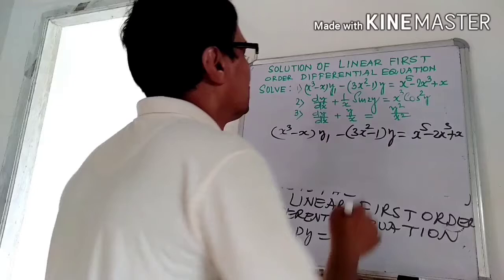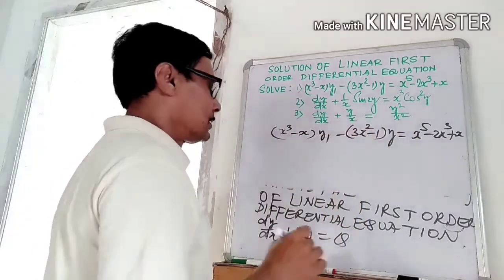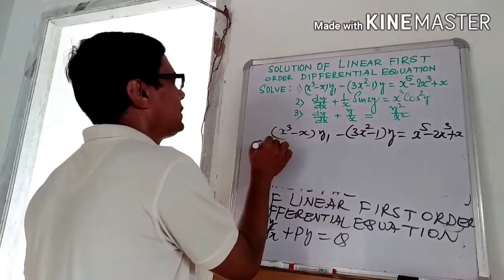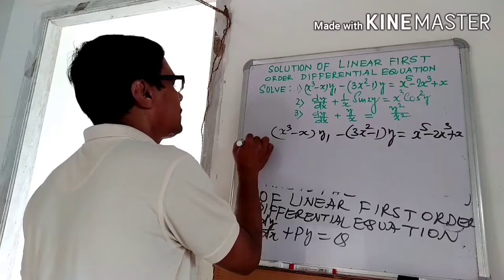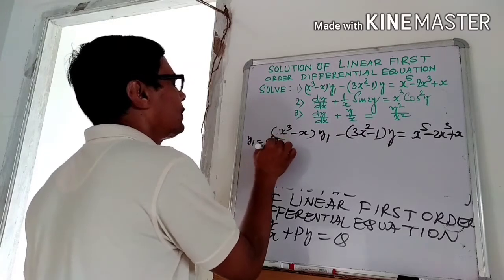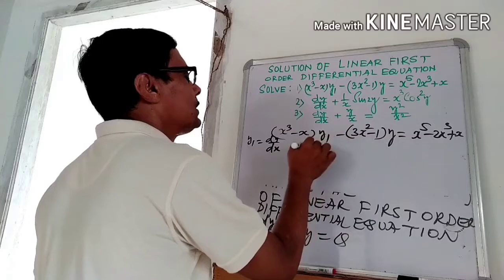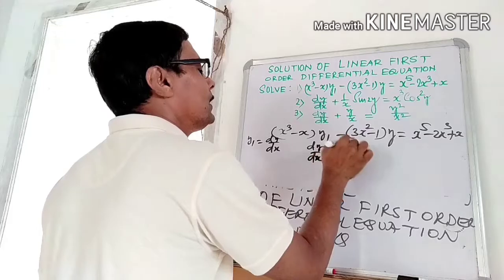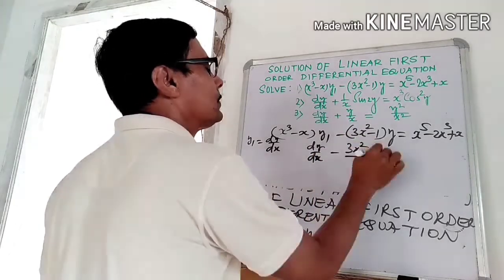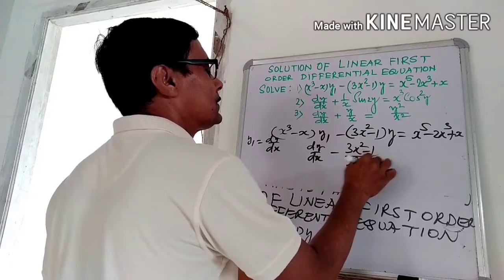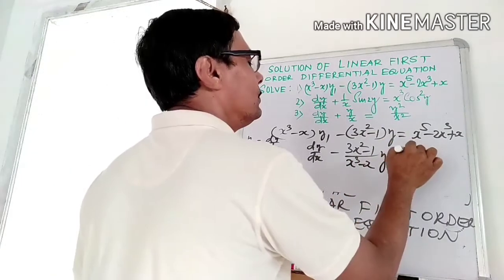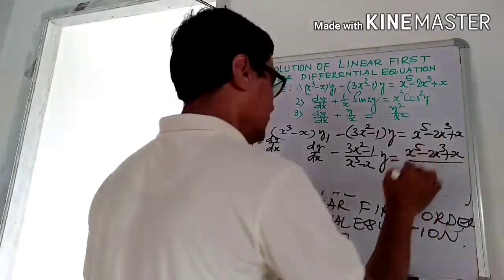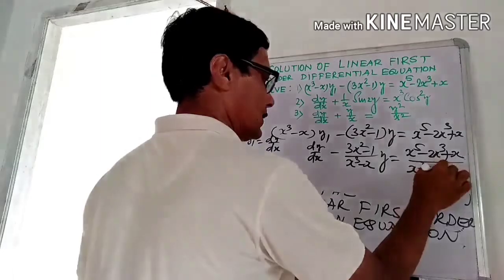Here, first we write this equation in linear form. That is, y1 is dy/dx. So this can be written as dy/dx minus (3x² minus 1)/(x³ minus x) times y equal to (x⁵ minus 3x³ plus x)/(x³ minus x).